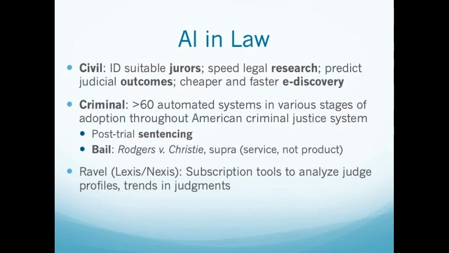Finally, a few slides on the use of AI in the law. On the civil side of things, AI is being promoted and in a few cases used to identify suitable jurors, to speed up legal research, to predict judicial outcomes, and to facilitate e-discovery. In criminal law, at the moment, there are more than 60 automated systems in various stages of adoption, mostly used for things like post-trial sentencing and whether to offer bail, and if so, in what amounts. There's a product from LexisNexis that claims that it can analyze judge profiles and predict trends in judgment, as an example of applications of artificial intelligence in the law.